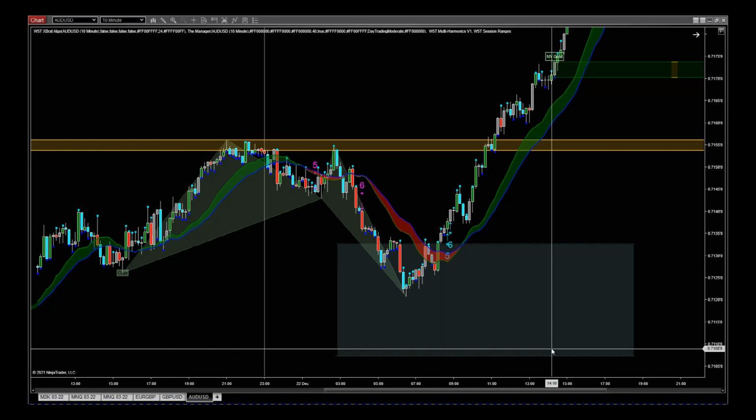So I'm going to look over on the 10-minute time frame for Australian dollar, US dollar. These indicators work for all Forex pairs, and I'm looking at the 10-minute time frame because this is one of my favorite time frames for trading Forex, especially using these strategies.